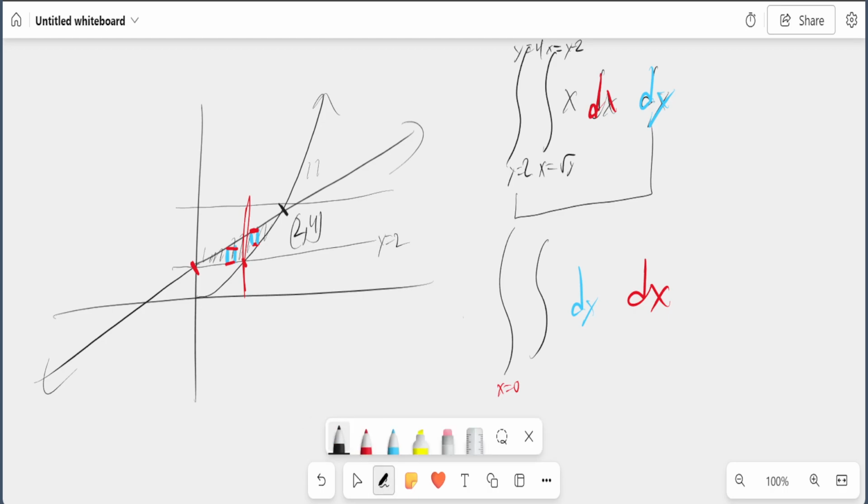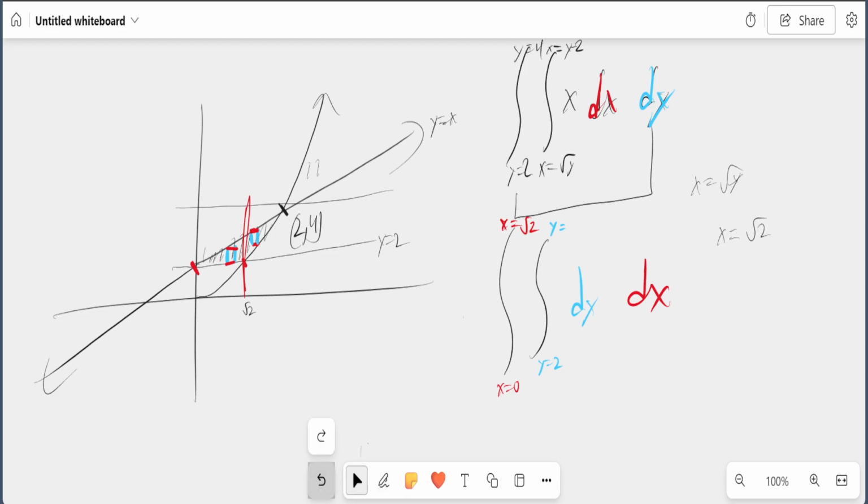At what place does x equal root y? If y equals 2, x is equal to root 2. So we go all the way to x is equal to root 2, and then we add up dy's from y is equal to 2, all the way to y is equal to, up top here, sorry, the line is y is equal to x plus 2, right?